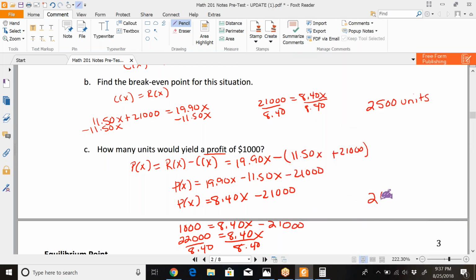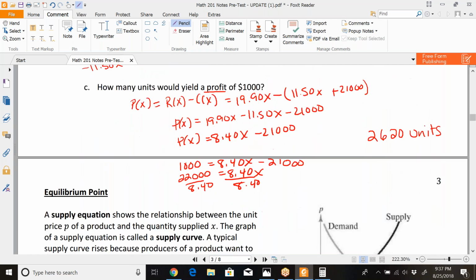So 2,620 units. We do round up regardless of that actual decimal value, because we want to make sure we don't undercut our profit of $1,000. We would rather overshoot it and make more.